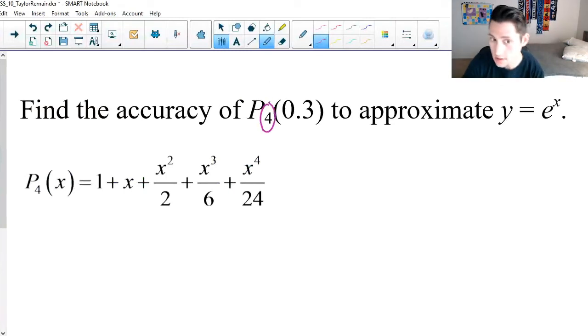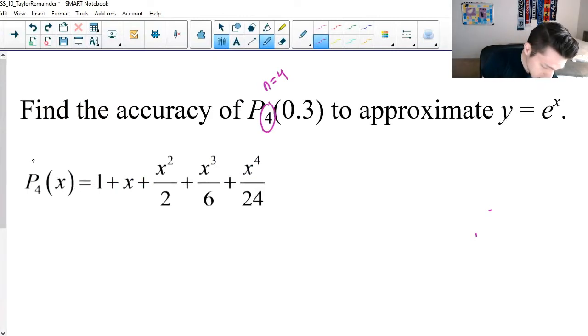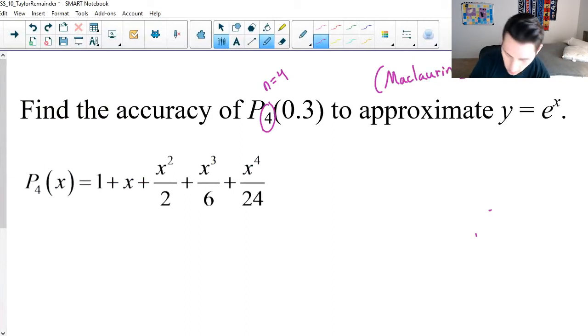Okay, so since this is talking about a fourth degree Taylor polynomial, and we're using it to approximate y equals e to the x, this is one that we did last time. And so we see this is the actual Taylor polynomial, so we already did that part. And I guess to be more specific, this is a Maclaurin polynomial because it's centered around 0.